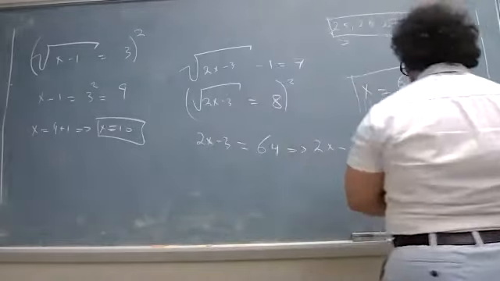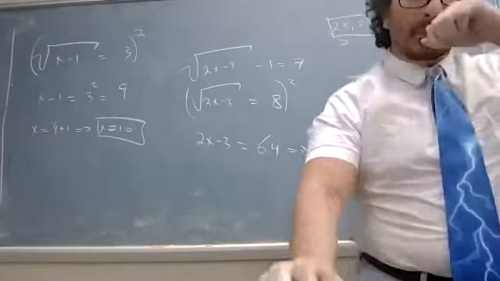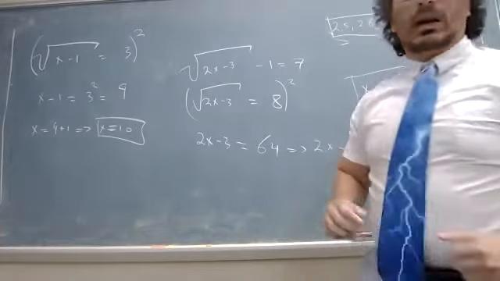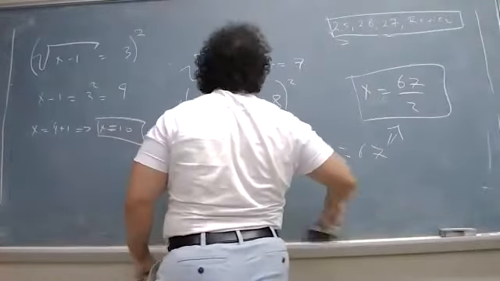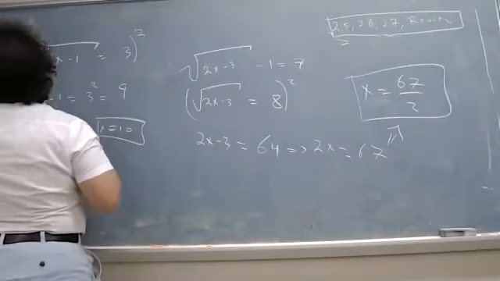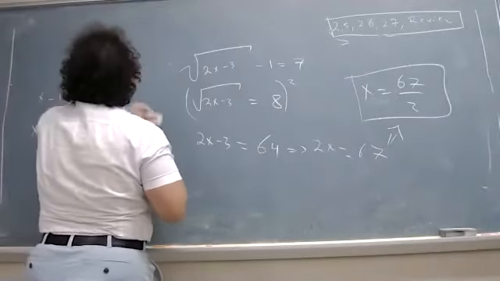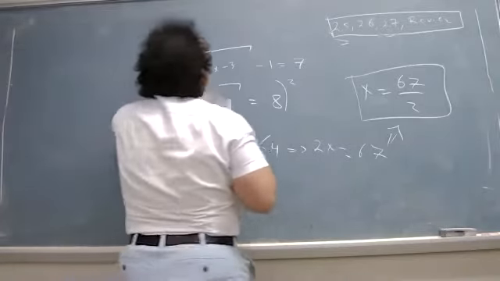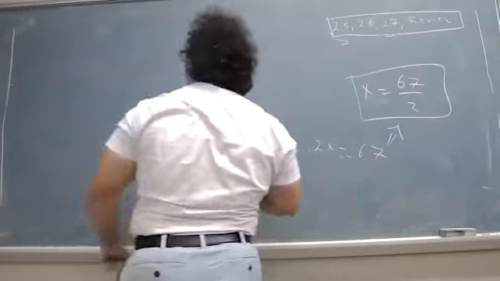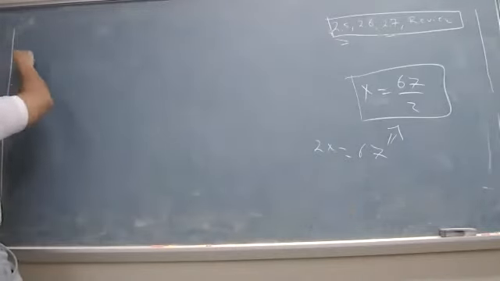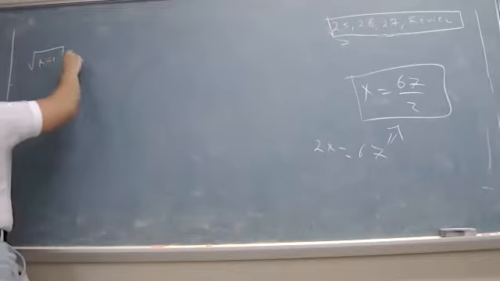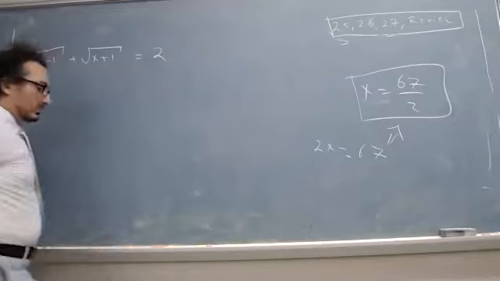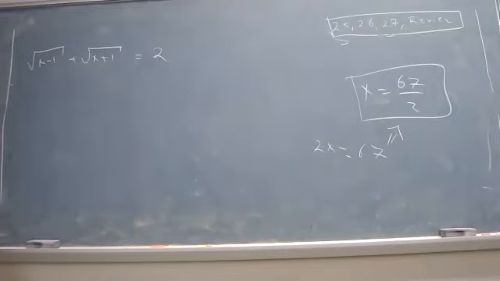So, moving on. What if we have a situation where, unlike this situation where we have just one radical, what if we had two radicals? What if I had the square root of x minus 1 plus the square root of x plus 1 is equal to 2? How do I solve this one?